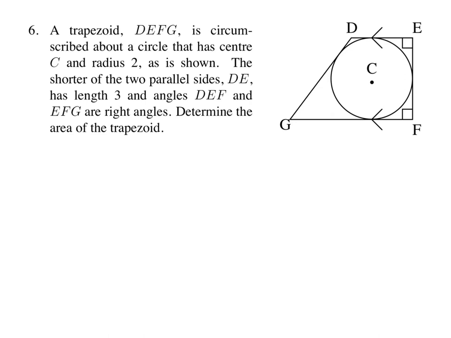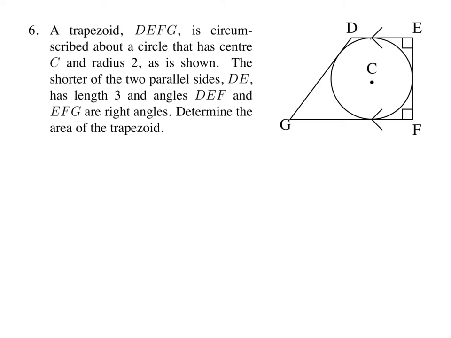A trapezoid DEFG is circumscribed about a circle that has center C and radius 2, as is shown. The shorter of the two parallel sides, DE, has length 3, and angles DEF and EFG are right angles. Determine the area of the trapezoid. All right, so we've got to label this now.